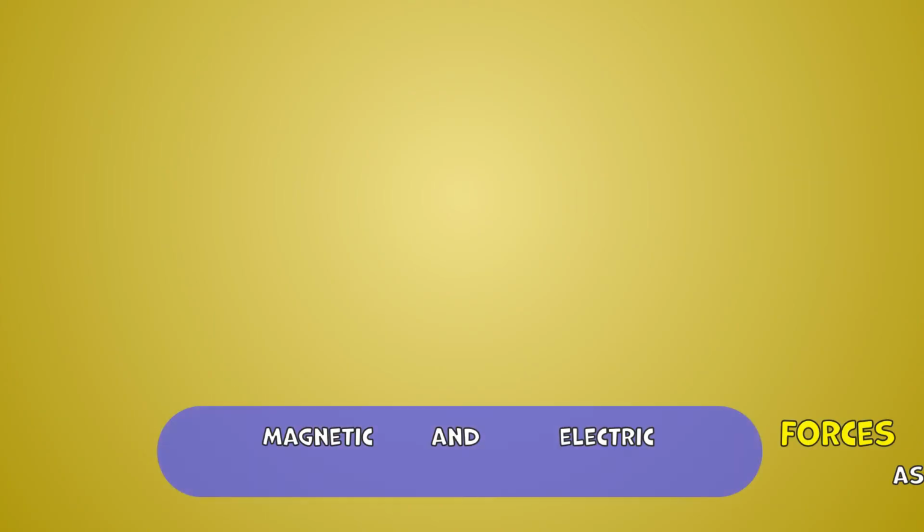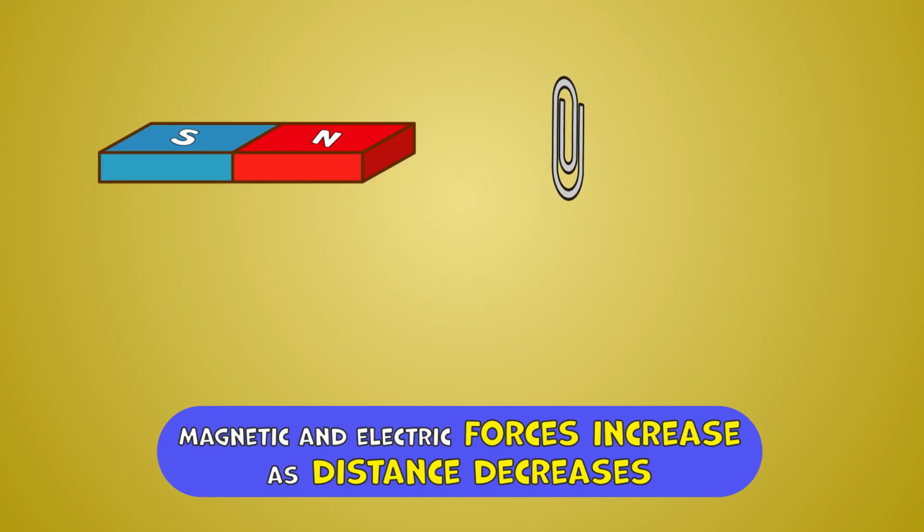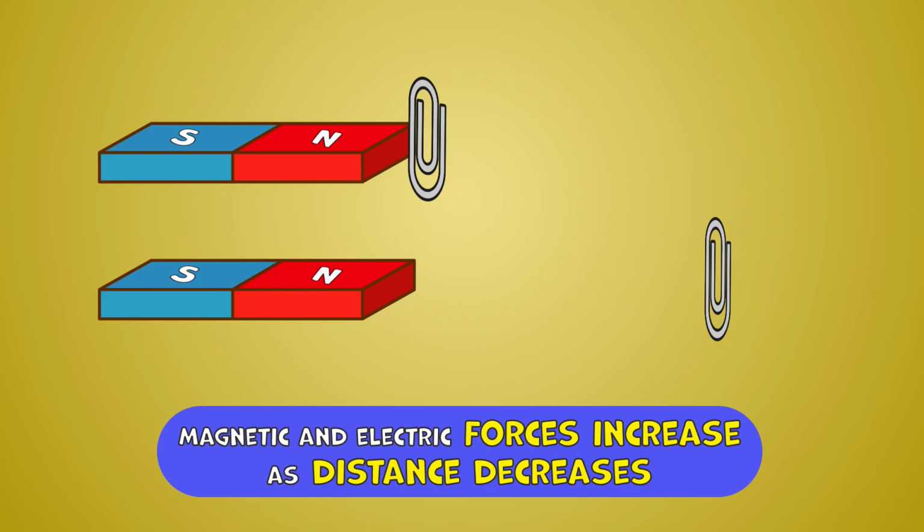Okay, just a couple more things. Magnetic and electric force depends on the distance between the two objects. So if you put a magnet close to a paper clip, the force is big and the clip sticks to the magnet. If the magnet is far away, the force is small and the clip doesn't move.